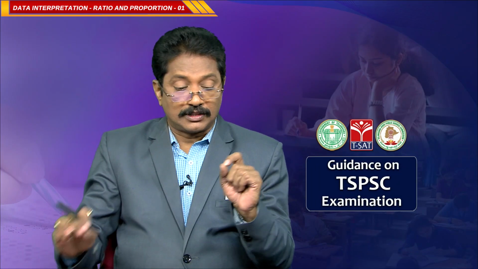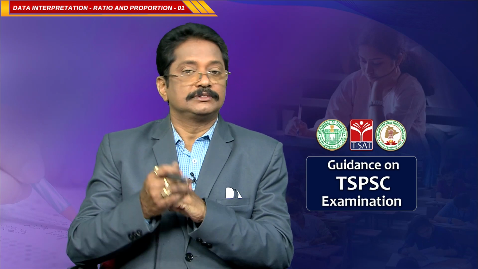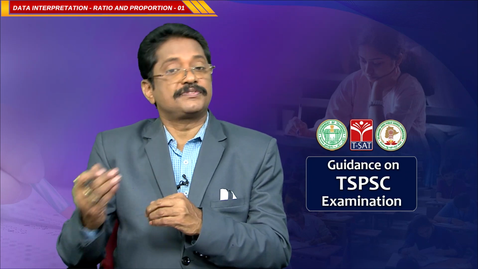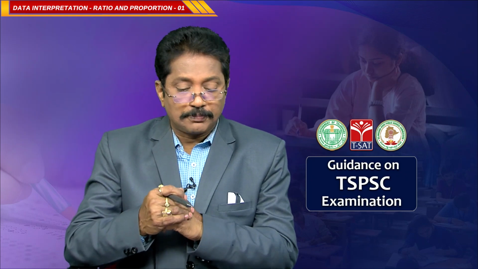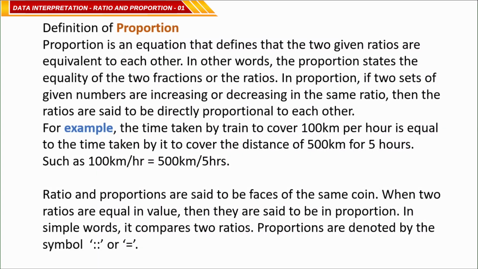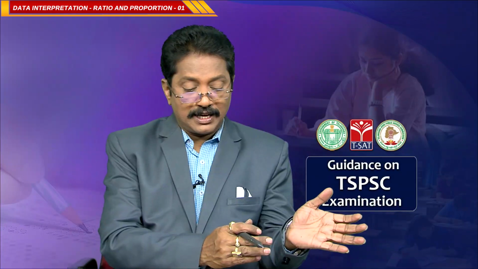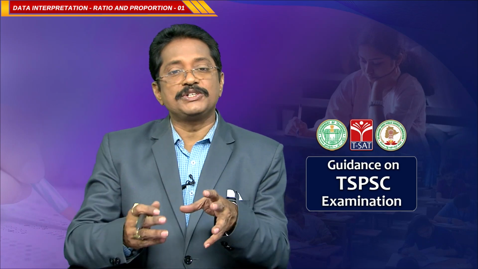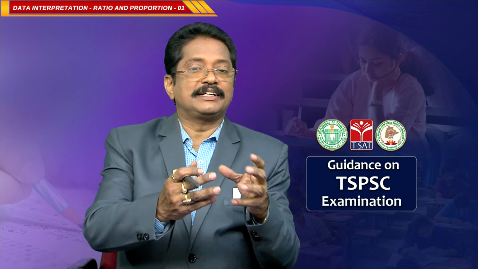Okay. Now, what is the definition of proportion? So, about ratios, I gave a little idea. Now, shifting to proportion. The proportion is an equation that defines that two given ratios are equivalent to each other. When A is to B and C is to D are both equal, then A is to B is in proportion to C is to D. So, I will give a small example.